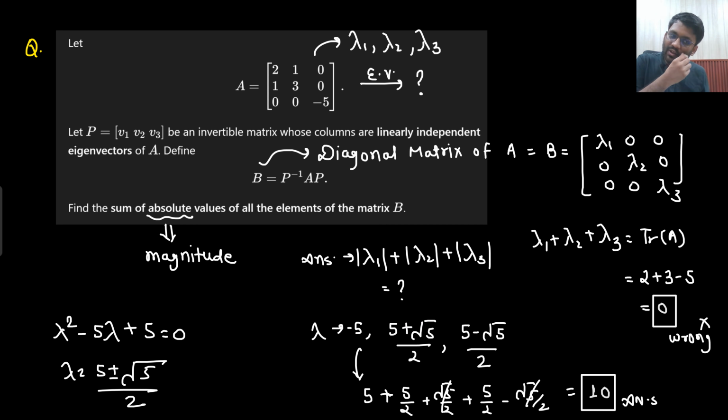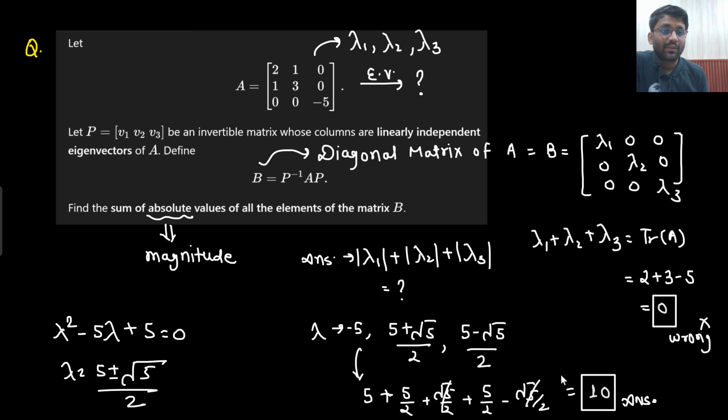What are they talking about? They are talking about the absolute values. So what is the correct answer? 10. Understandable? How did we do it? We did it with a very easy calculation. The only thing we need to do is that B is a diagonal matrix. It will have the diagonal elements same as the eigenvalues of A. So we need to find out the eigenvalues of A.